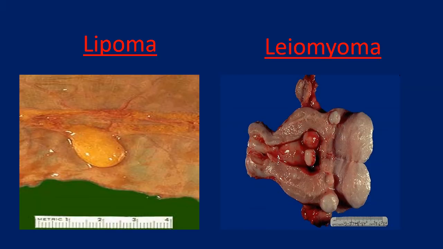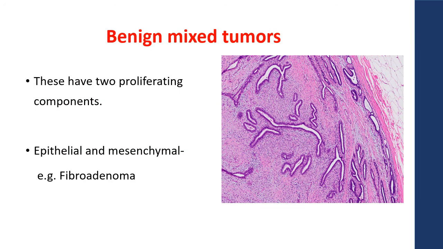The photo on the left is a lipoma, which is yellow in color, circumscribed as any benign tumor must be: no infiltration, no invasion, no distant metastasis. On the right side, there are multiple benign smooth muscle tumors within the uterus. We call them leiomyomas, as you see, multiple tumors here in the uterus.